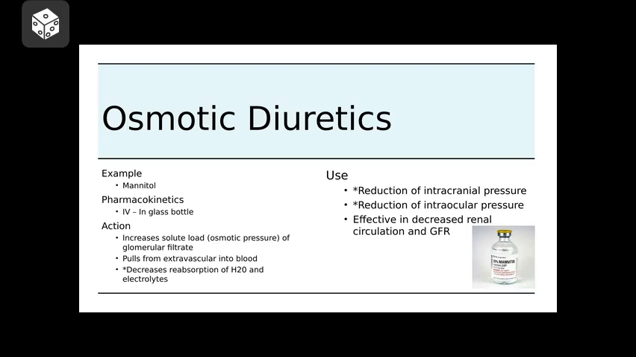Mannitol is going to work by changing the osmotic pressure in the glomerulus, and that's going to pull some extravascular fluid into the blood. That way it can be filtered through the kidneys and urinated out. So it's going to decrease the reabsorption of water and electrolytes. Again, blocking reabsorption means I'm going to pee it out. So this medication is used to reduce intracranial pressure, or it can be used to reduce intraocular pressure.